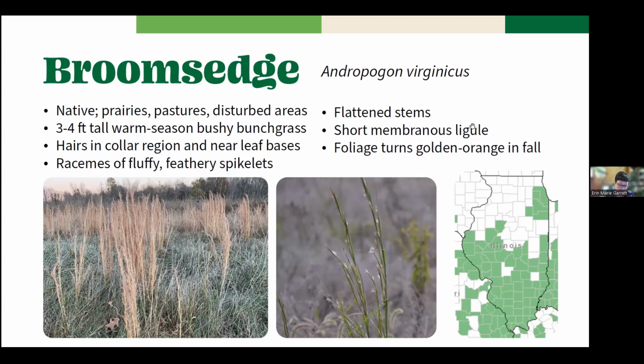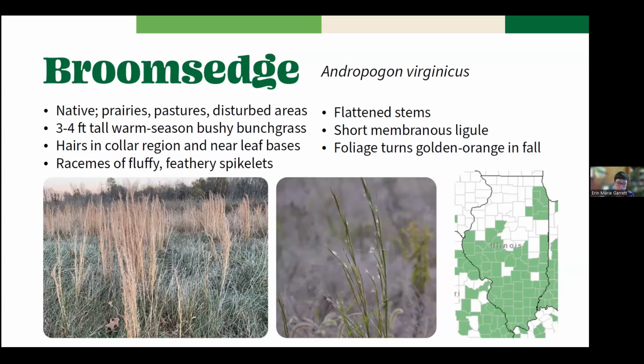Again, I didn't choose these common names. I don't know who did, but sometimes it's a little bit more confusing than helpful. So broomsedge is a grass. It is native also. I think a lot of folks have the perception that broomsedge is non-native. It is a little bit more on the weedier side in where it grows typically. So you'll find it in prairies, but you'll also find it more in pastures and other disturbed areas along roadsides.